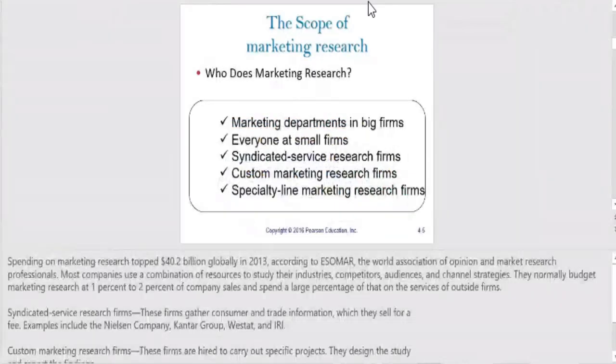So is the fifth slide visible? Scope of marketing research? Yes, sir.